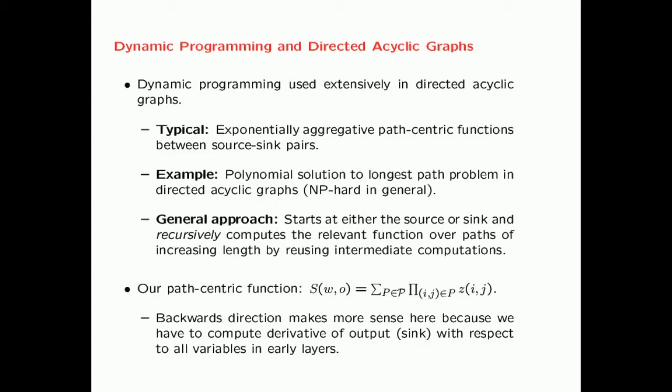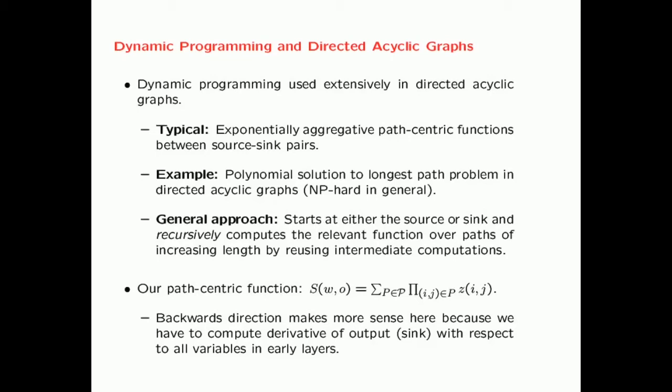In general, various kinds of maximization and summation functions on paths in directed acyclic graphs can be computed using dynamic programming. And the general approach in all of these methods is to start at either the source node or the sink node and recursively compute the relevant function over paths of increasing length by reusing intermediate computations. So it is in this reusing of intermediate computations that the savings are achieved.